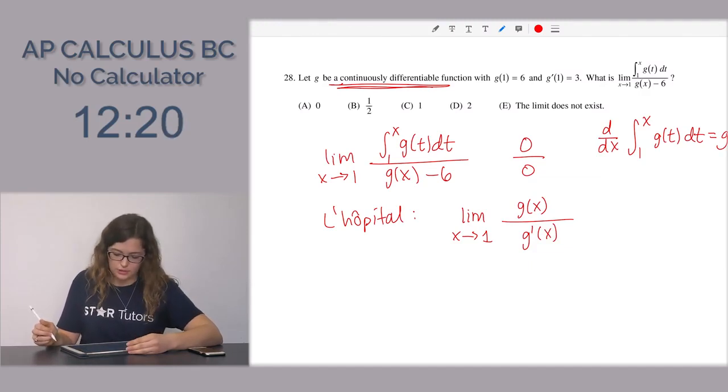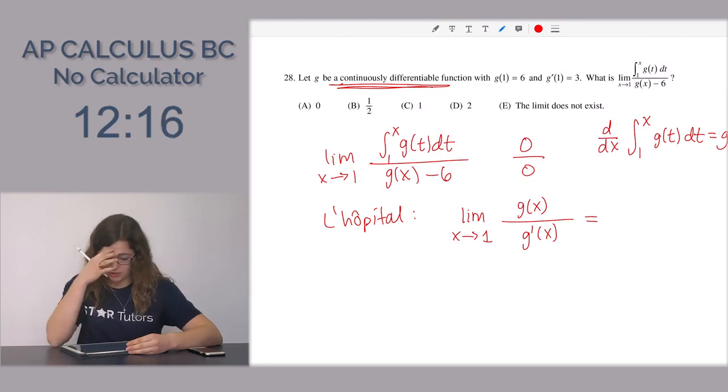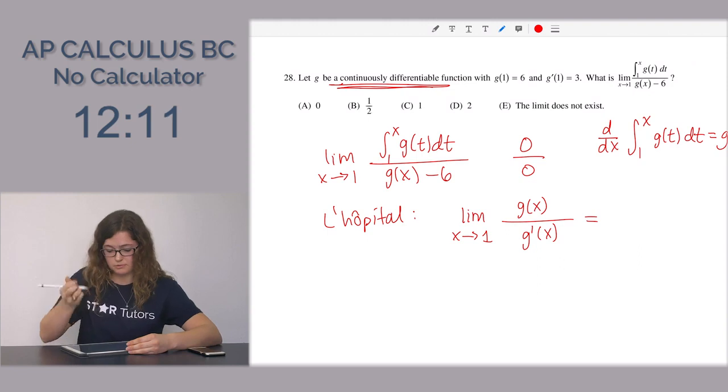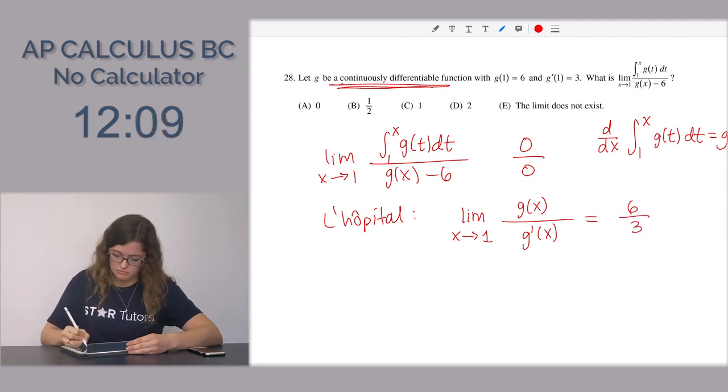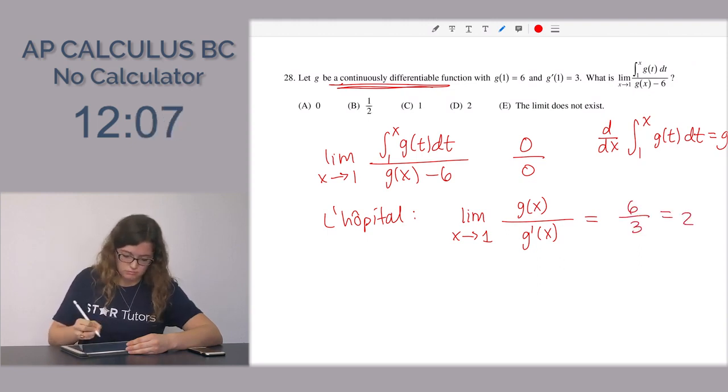So we've got g of x over g prime of x. Now I can try and plug in 1. So this would be g of 1 on the top, which is 6, and g prime of 1 on the bottom, which is 3. So this is 6 over 3, which is 2.